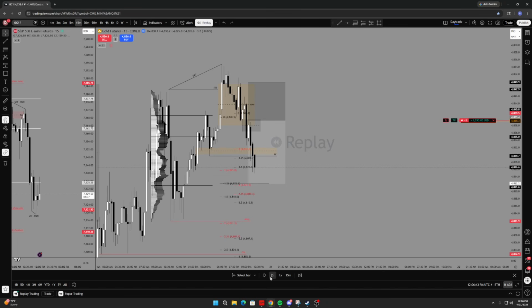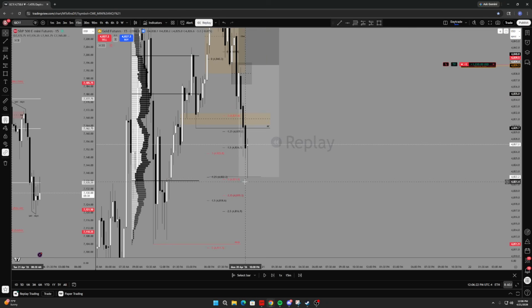So play this out, right? We now break this wick right here, and then you can see we wick TP perfectly. So overnight, it was weird. Like this candle just basically spawned.